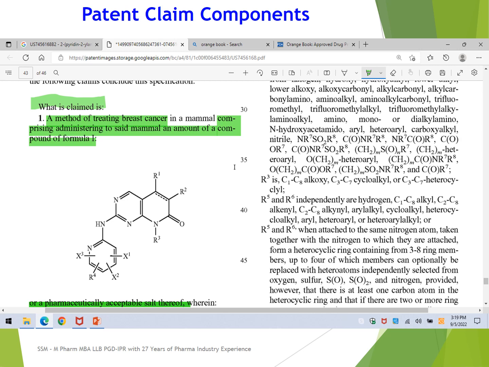Now if you see an actual patent document, you can see all three parts of a claim. If you read the claim, a method of treating breast cancer in a mammal comprising administering to said mammal an amount of compound of formula 1 or a pharmaceutically acceptable salt thereof. So here the part before comprising is the preamble. Comprising is the transitional phase, and whatever comes after comprising is the body of the claim.